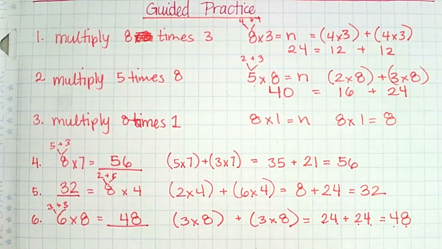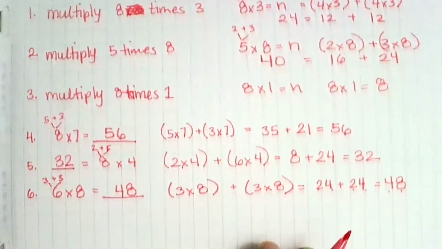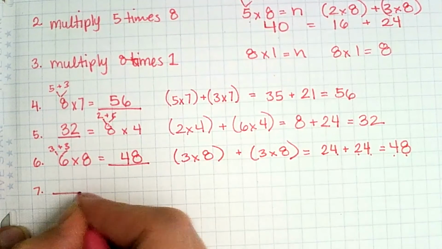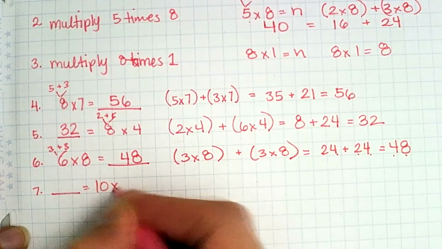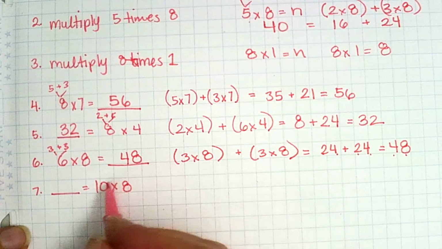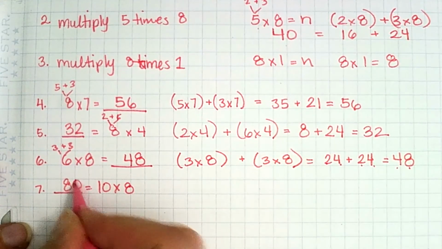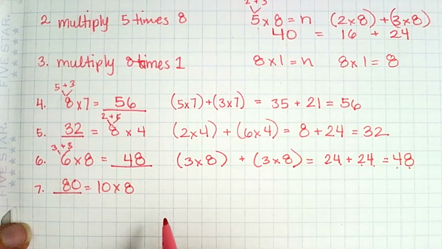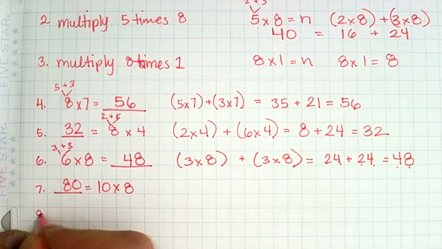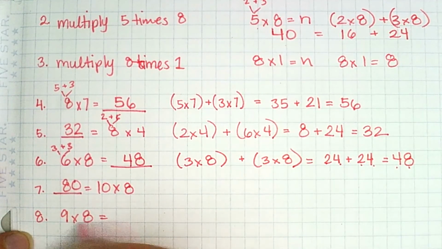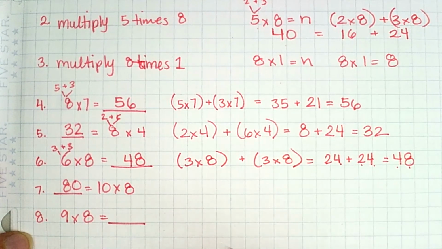Let's go on to number 7. Number 7 is asking us, what is the product of 10 times 8? Now we know any number times 10, we just put a 0 on the end of it. So 10 times 8 is equal to 80. For number 8, we have 9 times 8. We need to figure out what 9 times 8 is equal to.